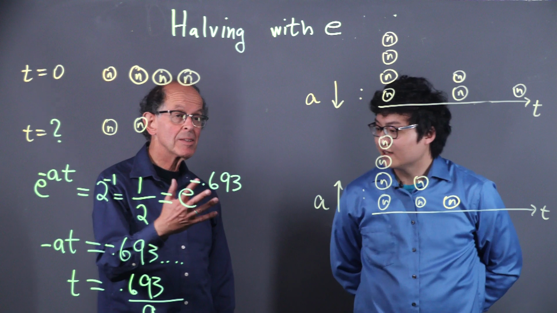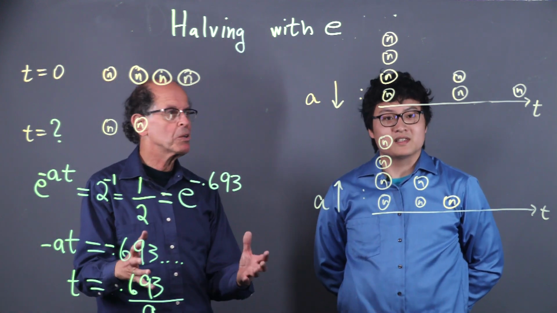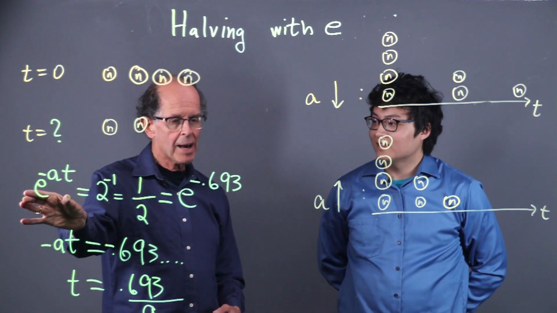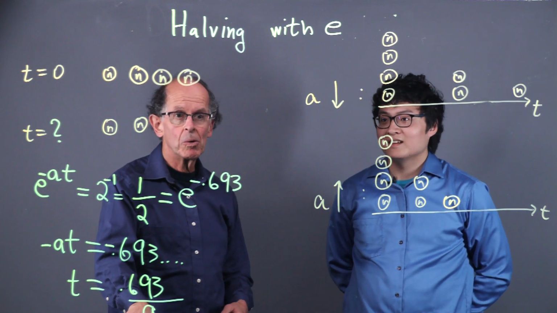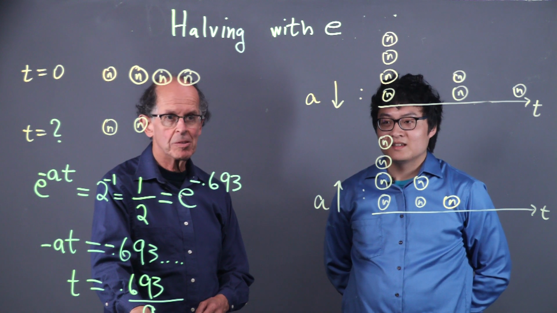Yeah, and in fact, that's what we're going to do when we talk about half-life. If we have radioactive material and decay modeled by this math, this is exactly what's called the halving time, or the half-life of the radioactive isotope.